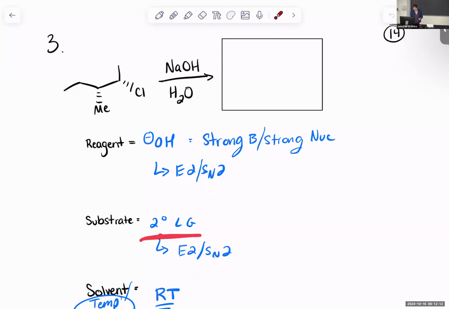Our substrate is a secondary leaving group. So we know it's secondary because we have the leaving group attached to a carbon, attached to 2 other carbons. So secondary didn't really help us. That was telling us that we're doing either E2 or SN2. It doesn't really help us that much.